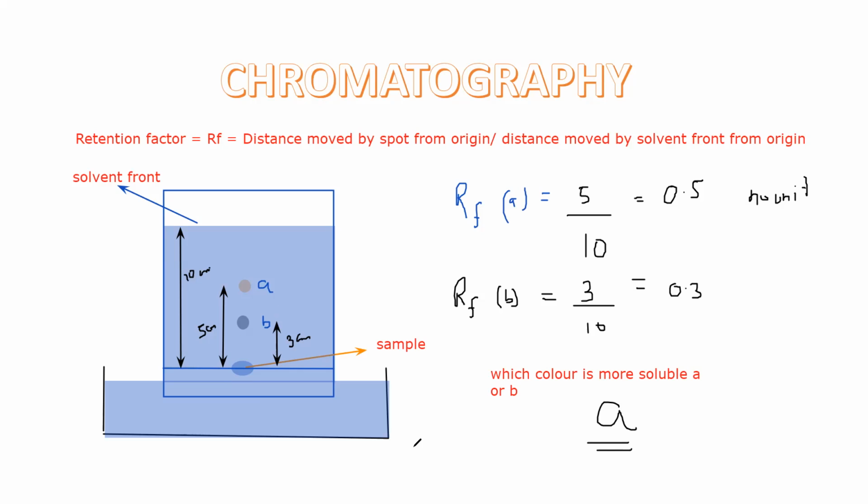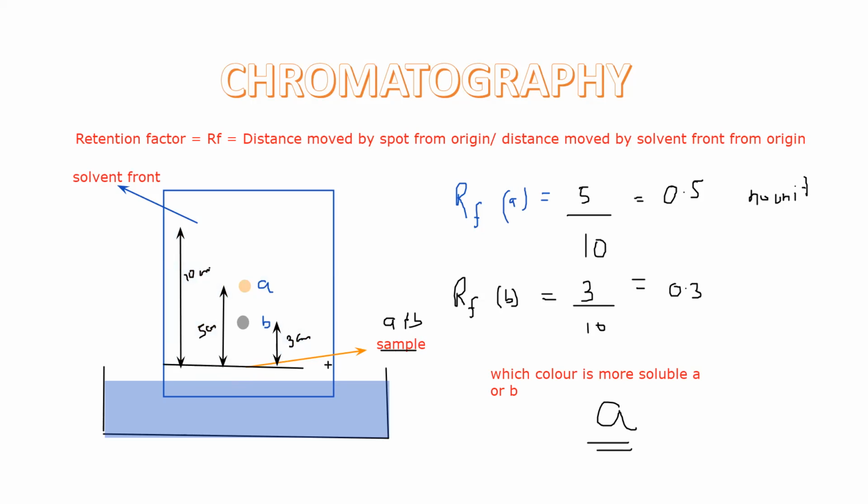So the sample is the least soluble? No, no. The sample is a mixture of A and B. This is a sample which contains A and B. So A and B are the two substances which are present in the sample. When you remove this, this spot will not be here. It will be vanished.